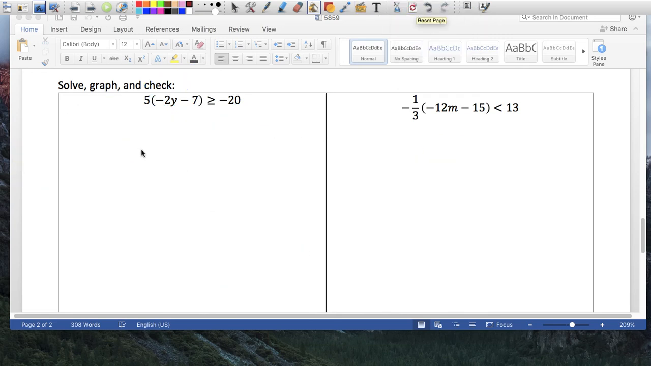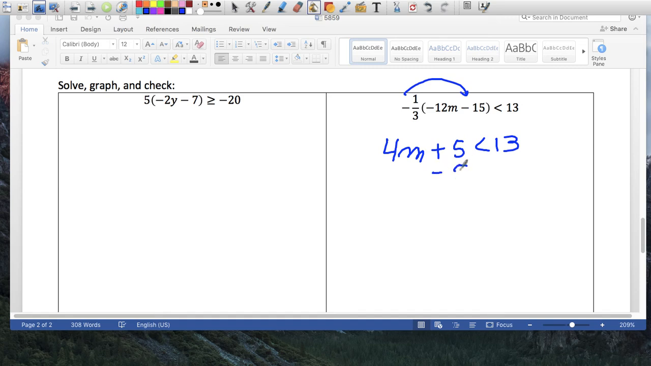So I think I did that one already. And I have to do this one. So not too far from the end. It's a negative and a negative. It's a positive. 1/3 times 12 is just 4m. A negative times a negative is a positive again. And 1/3 of 15 is just 5. Plus 5. Less than 13.